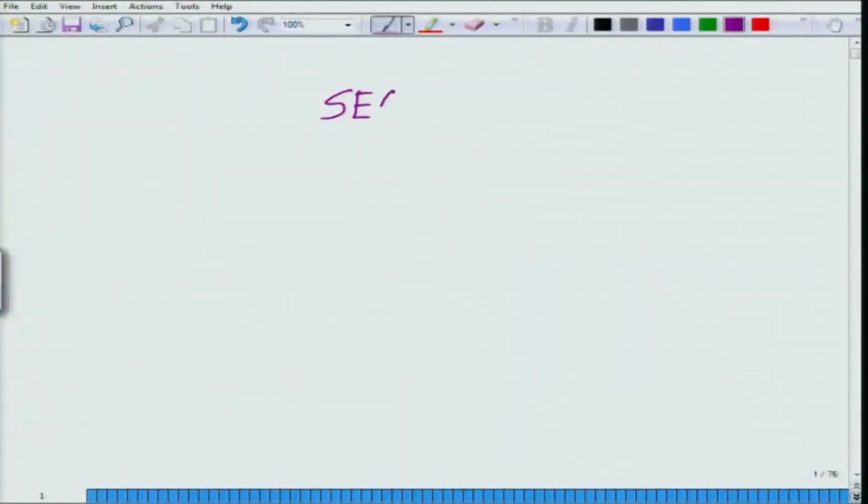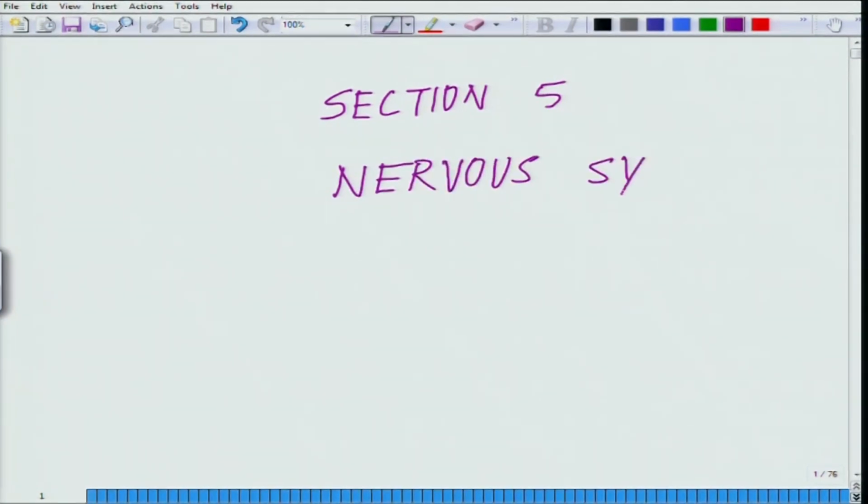So, let us start with section 5, lecture 4, section 5, the nervous system. Actually, it is almost a part of the muscular system also. Lecture 4.